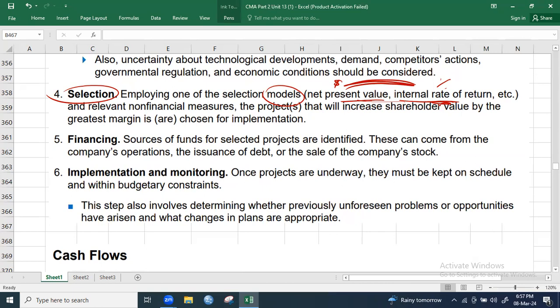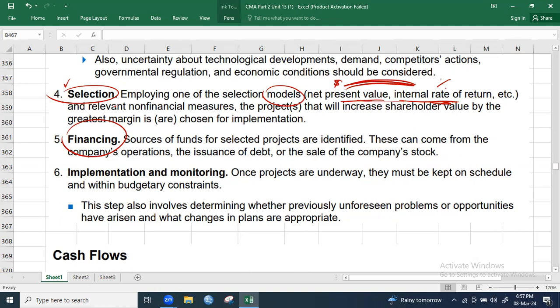So here you have to just remember what selection is. Selection means you are going to employ certain models here, just to see whether this project is feasible or not. Once the project is selected, the next stage you need to answer is called what? Financing. Financing means, if you do not have money to buy that machine, then you need to arrange finance for that.